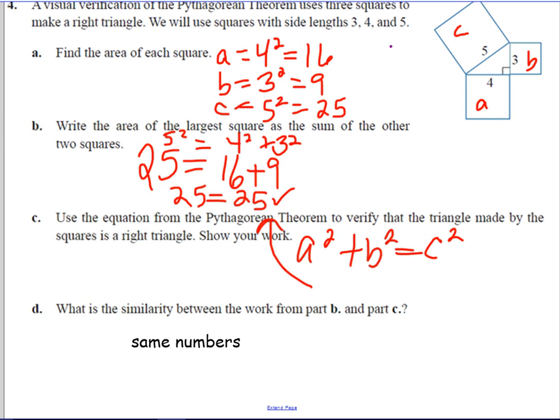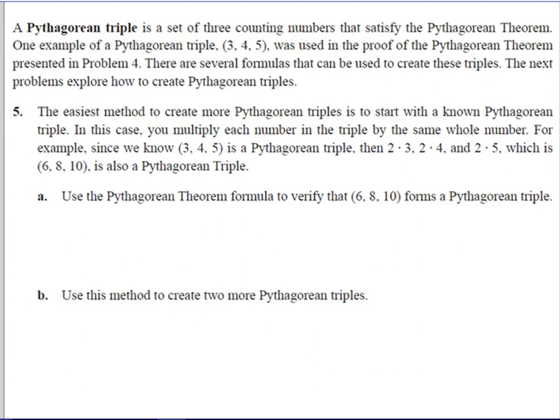A Pythagorean triple is a set of three counting numbers that satisfy the Pythagorean theorem. One example of the Pythagorean triple, 3, 4, 5, was used in the proof that we just did.